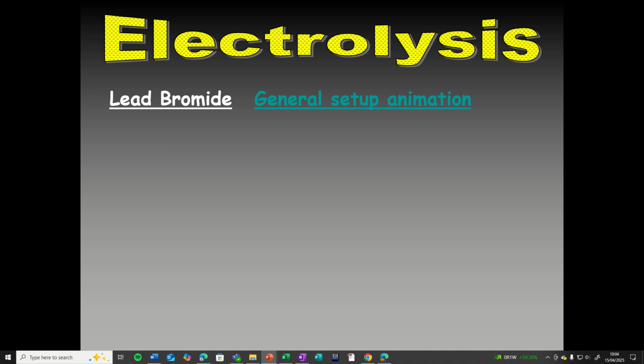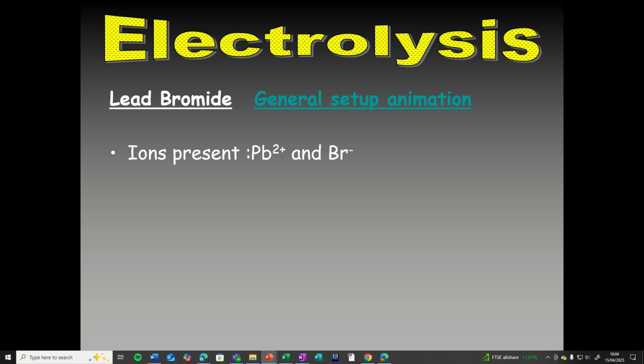So let's have a look at the general setup of electrolysis. We're going to do a case study here using lead bromide, and I'm going to show you how you'll be asked by an examiner to work out what products are made during the electrolysis of a particular compound. You'll be asked what you will observe at the cathode and what you will observe at the anode. You'll be asked for half equations of the reaction that happens at the cathode and the anode. That only applies to higher tier, so if you're doing foundation tier, don't worry about the half equations, but you do need to know everything else.